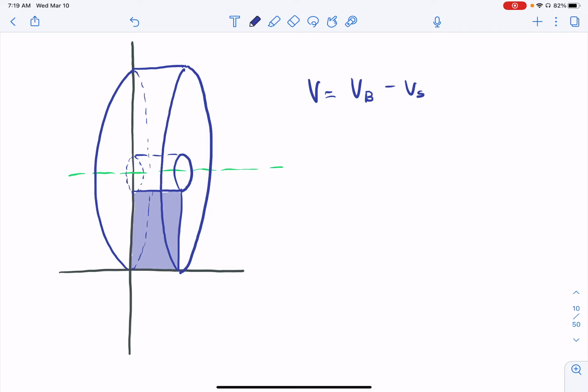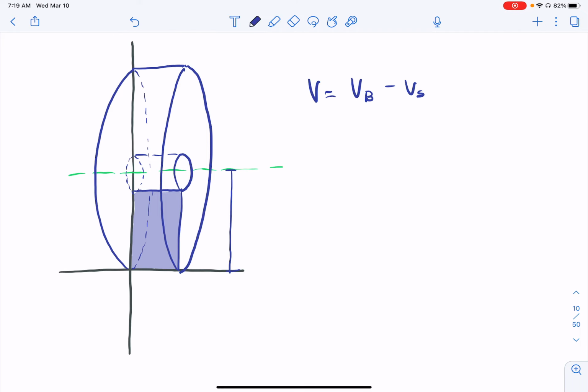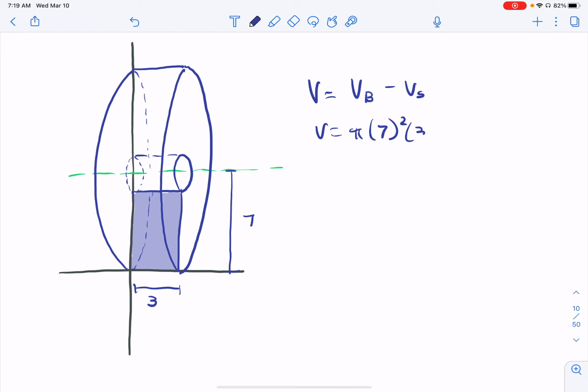With the larger one, which is right here, V sub B, we need a radius. The radius extends from this axis of revolution all the way down to the x-axis. And remember that this was the line y equals 7. So it's 7 up from the x-axis. Obviously it's 7. You can do 7 minus 0 if you want to, but it's 7. Okay, and then its height is still this 3 right here. So far our volume is going to be pi times 7 squared, multiplied by 3.